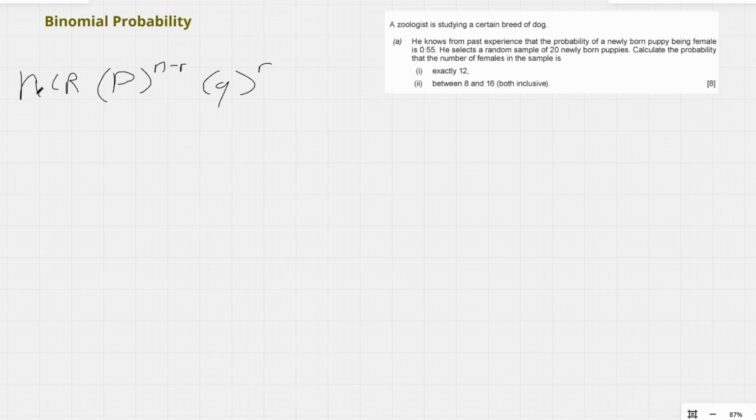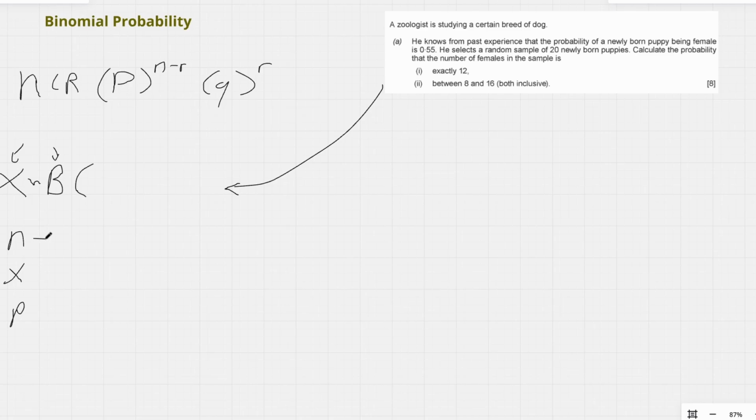So, for example, we'll just go through this question quickly. It starts with, a zoologist is studying a certain breed of dog. He knows from past experience that the probability of a newly born puppy being female is 0.55. We start with writing out X distributed as B, which shows that we're going to be using binomial theorem. So we start with labeling our n, our x, and our p.